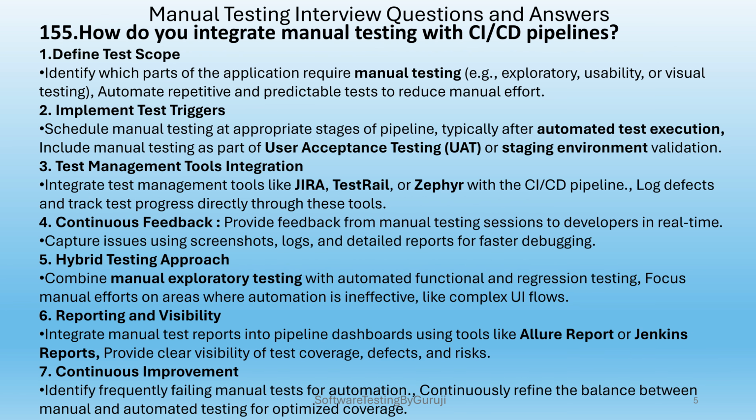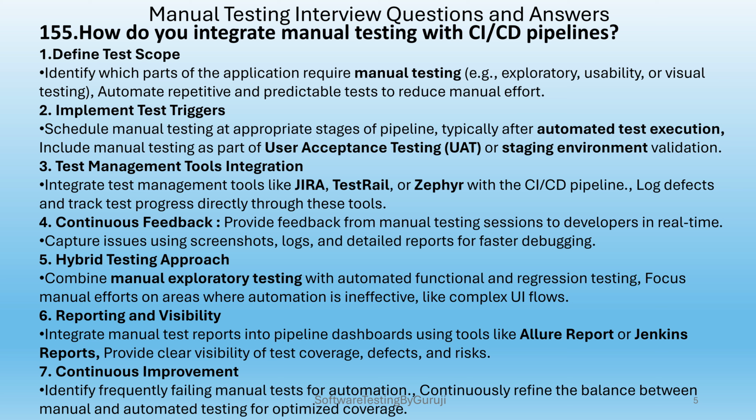Next question is, how do you integrate manual testing with CI/CD pipelines? First, define test scope. Identify which parts of the application require manual testing, that is exploratory, usability, or visual testing. Automate repetitive and predictable tests to reduce manual efforts.